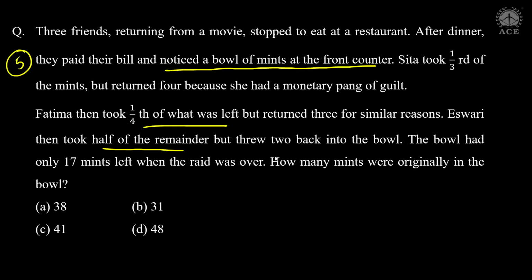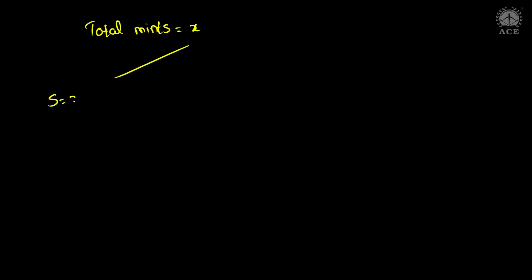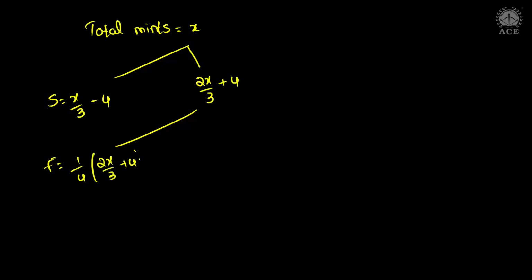So guys, if you just go through this, the original approach is like: let us consider the total mints is nothing but equal to x. One third of it is taken by Sita. Due to guilt, she returned four. One third taken means two by third is available, and four returned means four added here. Then Fatima took one fourth of this and returned three to the bowl. So definitely three fourth of this is available and three added for that. One fourth gone means three fourth is available.